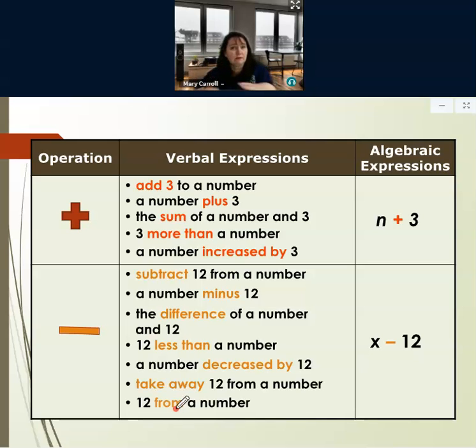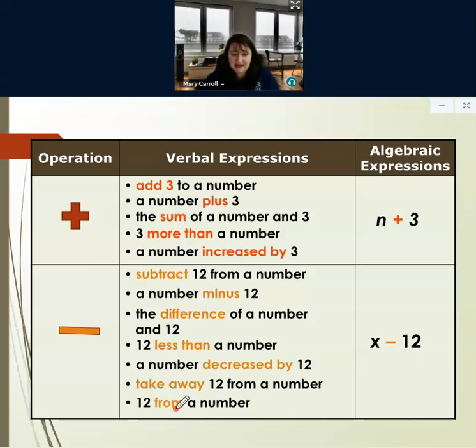So today what we're going to be doing is you're going to do it backwards. So now we're going to be given an expression, an algebraic expression, and you have to turn that into words. So take a look at the next one. Subtract, so we have x minus 12. Subtract 12 from a number. Remember, from is a turnaround word. A number minus 12. The difference of a number and 12.